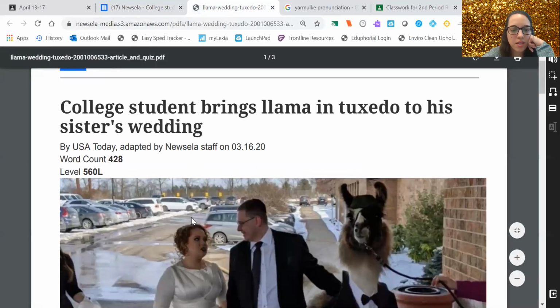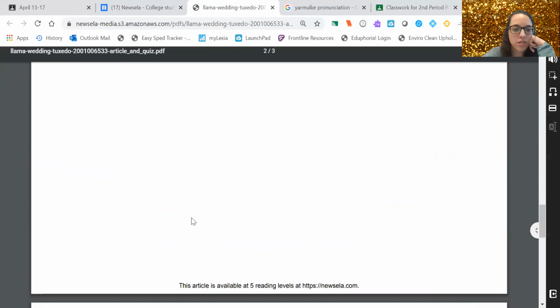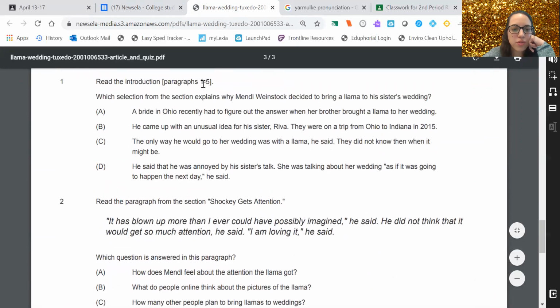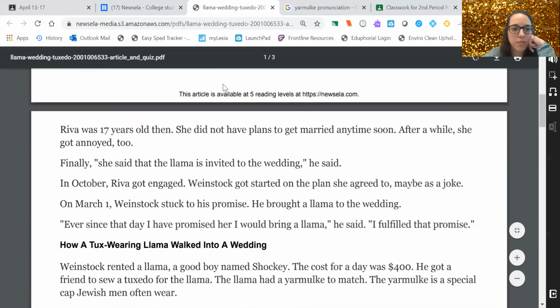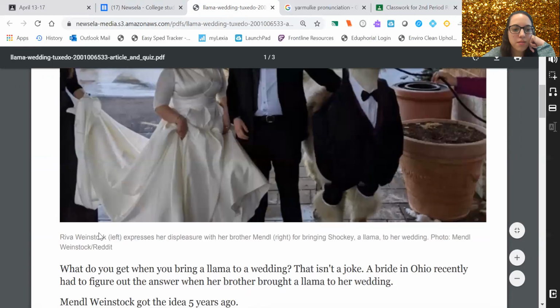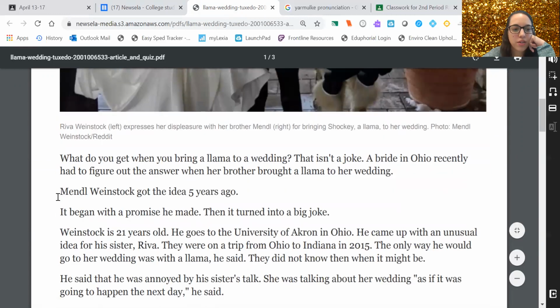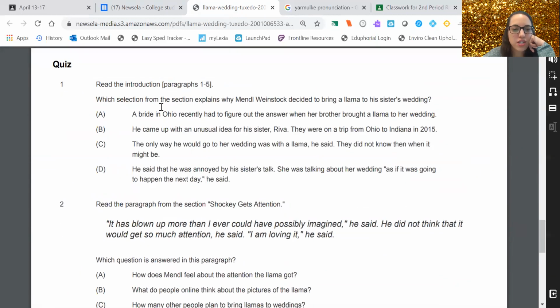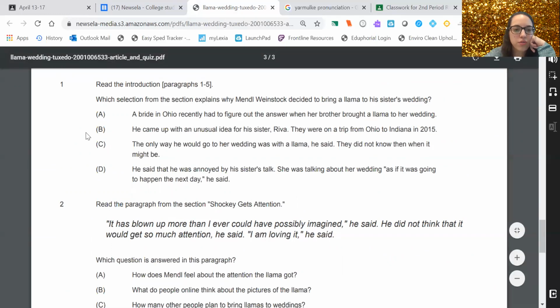So let's go back to the passage and back to the questions. So the first one says to read the introduction, paragraphs 1 through 5. Okay, so remember, scroll up, and that's going to be in these first 5 paragraphs, 1, 2, 3, 4, 5. Okay, and it asks you, which selection from the section explains why Mendel Weinstock decided to bring a llama to his sister's wedding? Okay, so then you'll read through the answer choices and come up with the best answer.